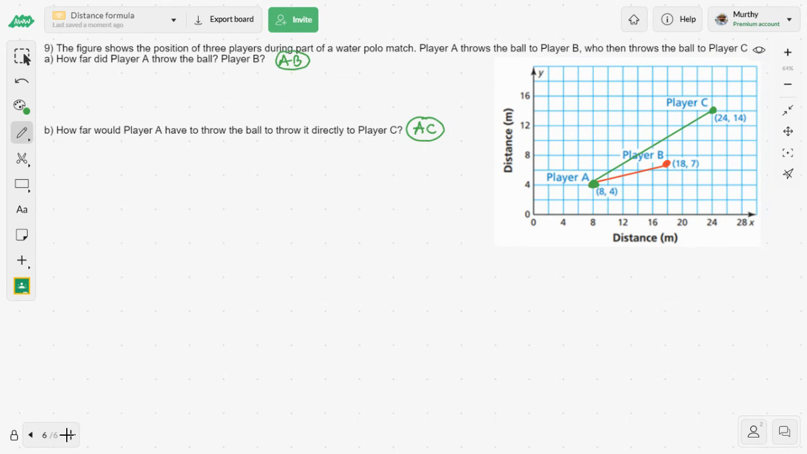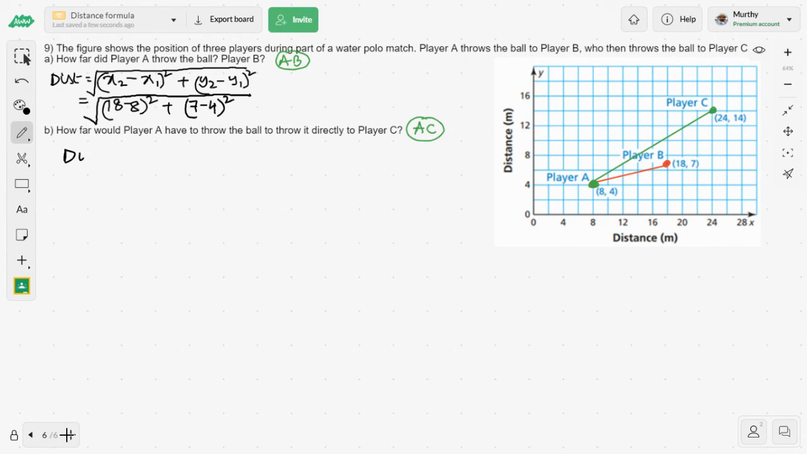Right? So in both the cases, we have to use the distance formula. Don't forget, I recommend you to write the distance formula every time. x2 minus x1 whole square plus y2 minus y1 whole square. Everything is under the square root, and then plug in the values. You may take this as x1, y1, and this one as x2, y2. Therefore, x2 minus x1 means it is 18 minus 8 whole square, plus y2 minus y1, which is 7 minus 4 whole square. So I'm not continuing this one because I know that you can do it.